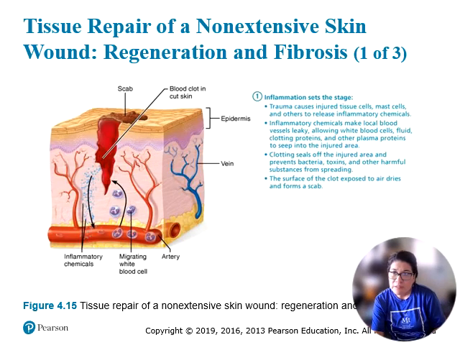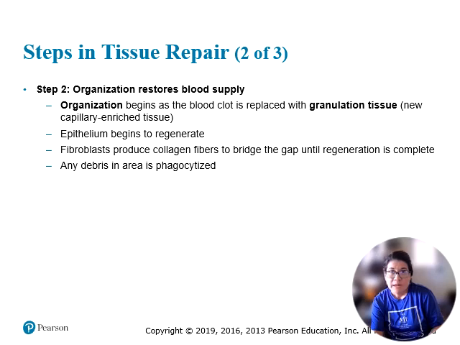Okay, so here is inflammation. You can see the tissue, these inflammatory chemicals. This is cell signaling that we learned about before. So that's going to tell all these cells to show up and get to work. Then you have organization. And so the blood is clotting, and then that's going to get replaced with granulation tissue. And then the epithelium is going to start to regrow.